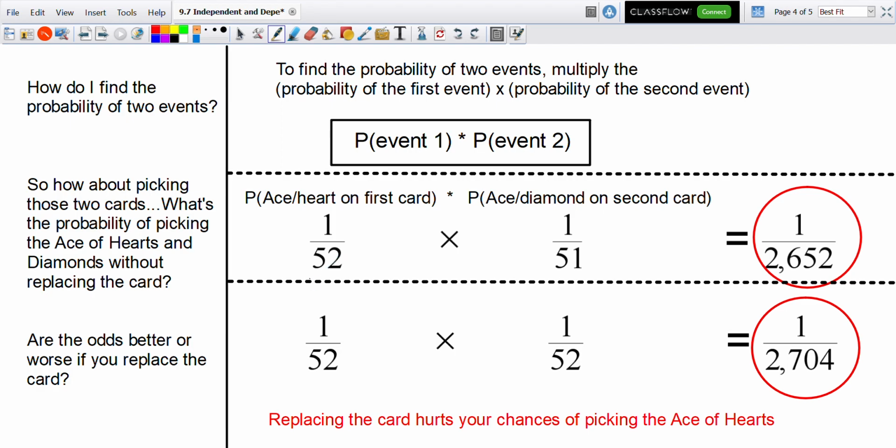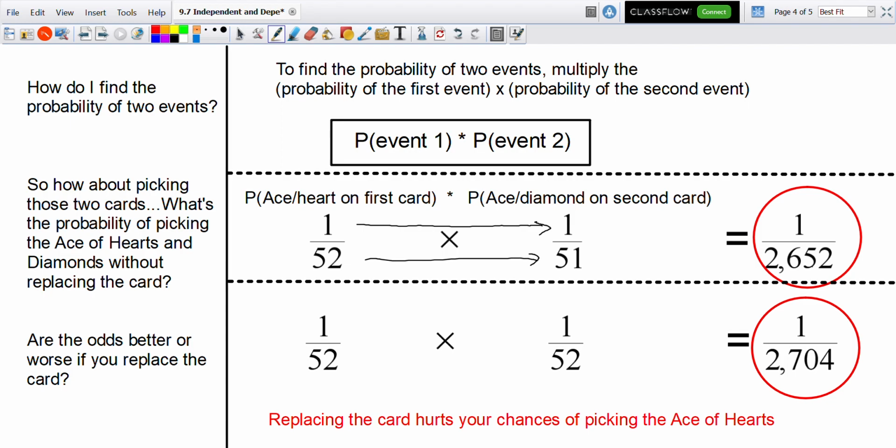Now let's assume we pull that ace of hearts. Without putting that card back in, I'm going to pick again and look for the ace of diamonds on that second card. Now there's one card I'm looking for out of only 51 cards, right? Because I didn't put the first card back, it changes the event a little bit. Dependent events here. So it's a 1 out of 52 chance for picking the ace of hearts the first time, times a 1 out of 51 chance of picking exactly the ace of diamonds on the second card. When I multiply straight across, 1 times 1 is 1, and 52 times 51 is 2,652. So the chance of picking the ace of hearts and then the ace of diamonds without replacing that card is a 1 out of 2,652 chance.